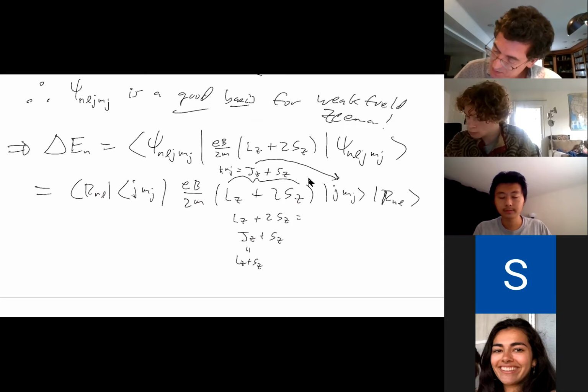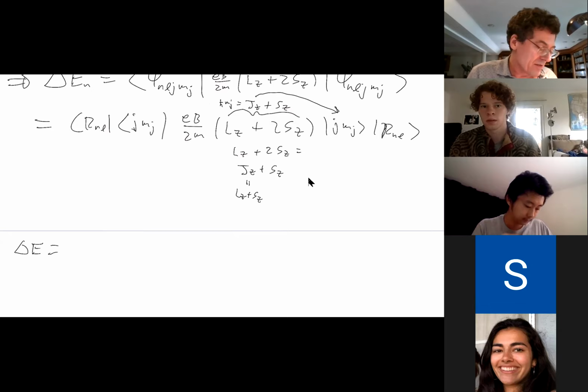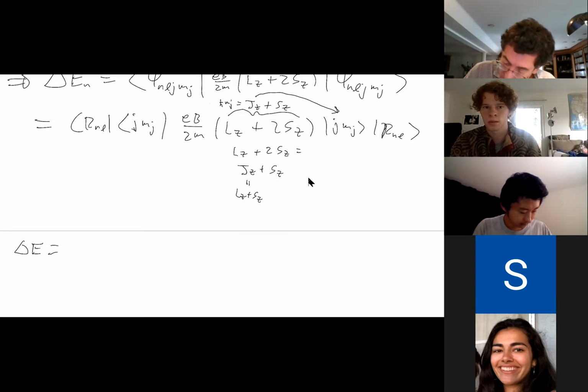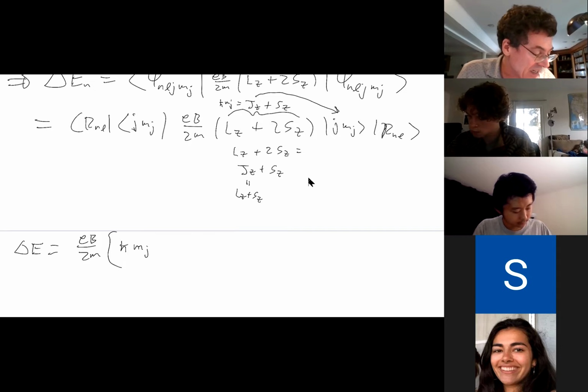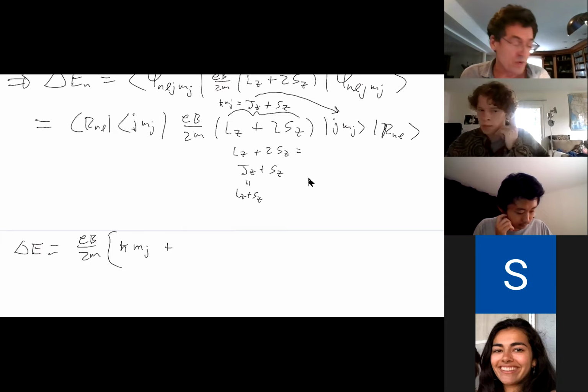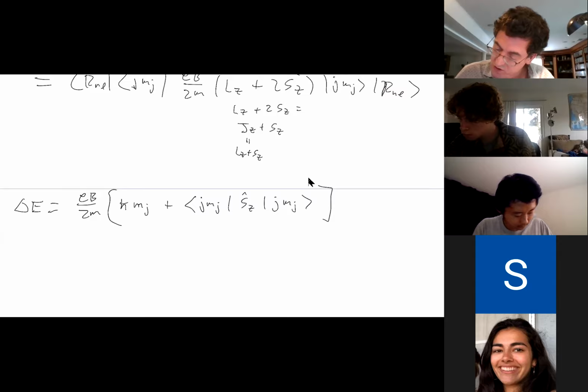You see that the delta E becomes eB over 2m times, and that part becomes really simple, just h bar m_j, but I still have this other part, plus. The radial part just goes away because there's no radial dependence. That just turns into a one, but we still have j m_j, SZ, j m_j. Okay, so that's what the formula falls down to.